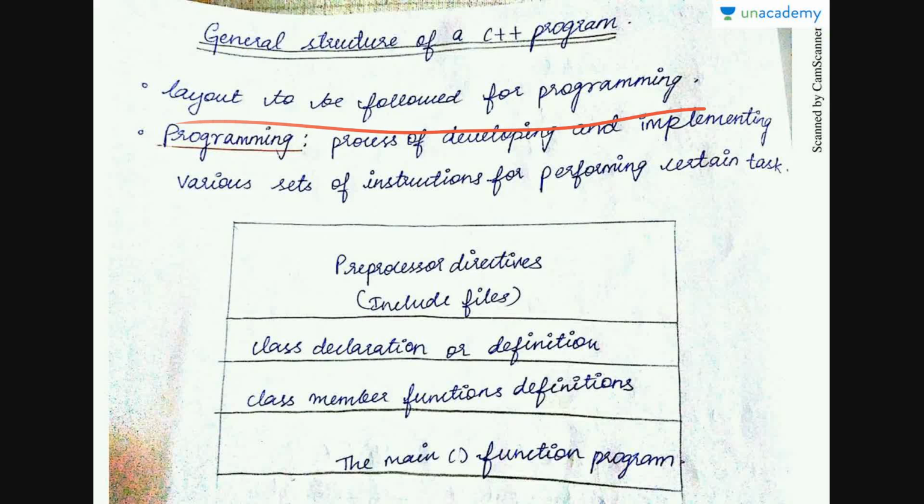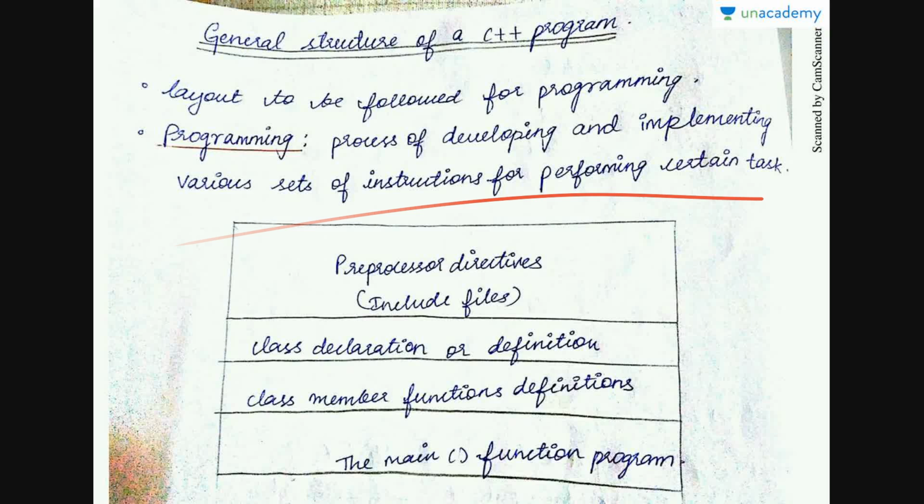We keep saying programming, right? What is programming? Programming is the process of developing and implementing various sets of instructions for performing a particular task. Programming is to solve a particular task. To do that, we have various steps. First we develop a code, and then we implement it, we execute it, and this is how our programming is done.